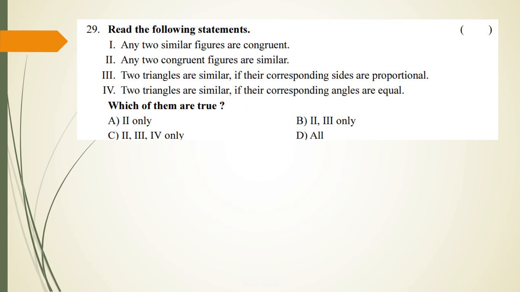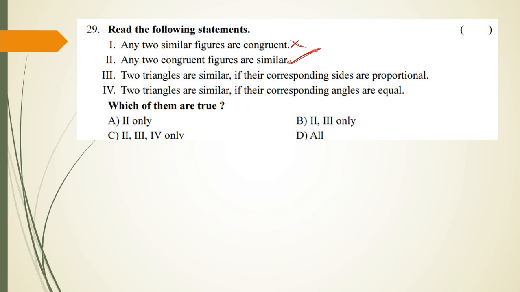Next moving on to question number 29. Read the following statements and answer the question. Any two similar figures are congruent. Is it true? It is false because its converse is true. Any two congruent figures are similar, so it is true. So since that is true, the first one is false.